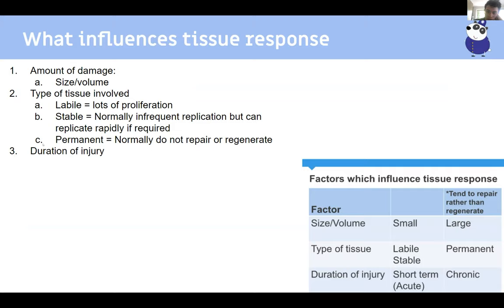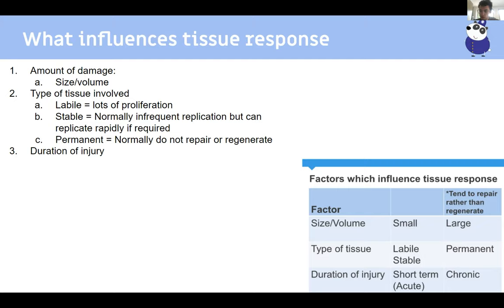And the duration of injury also influences the tissue response. Here's a little example of it. So if it's short-term acute, versus chronic, if you keep injuring the thing, it can't repair. Every time it repairs, the fiber gets damaged. It produces even more tough fibrous collagen. It's harder to repair. It's not going to regenerate really. As soon as you have fibroblasts producing collagen, that's repair rather than regeneration.